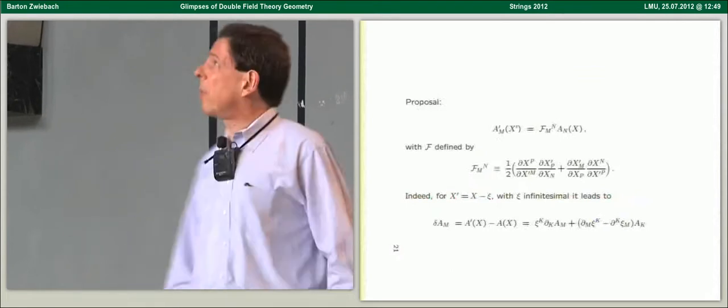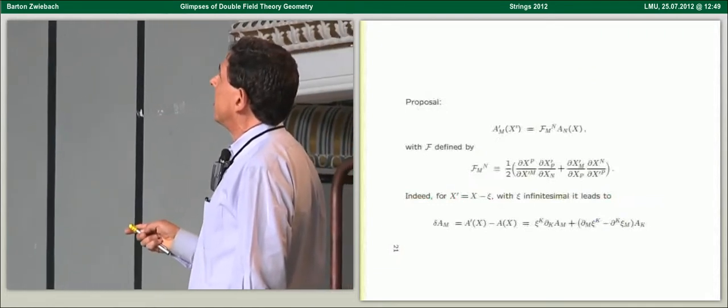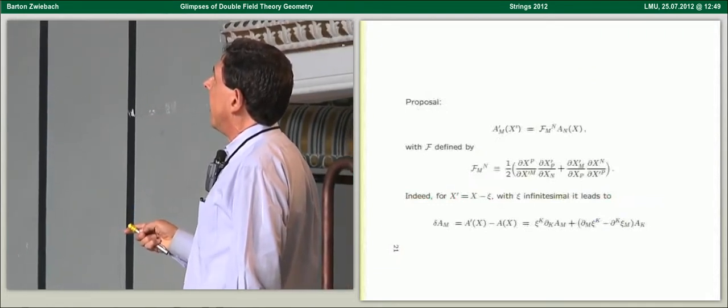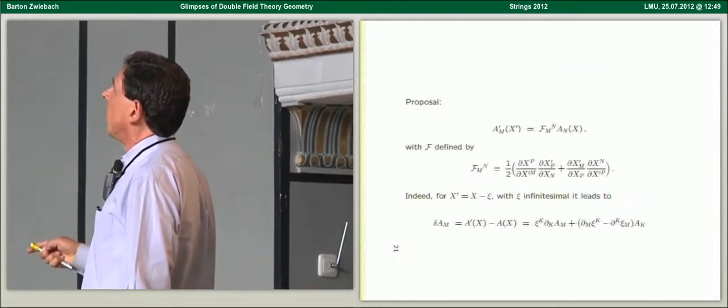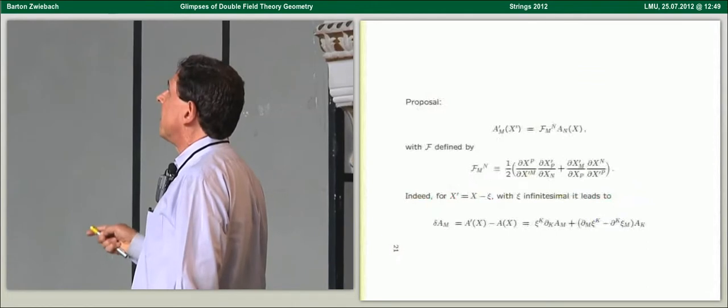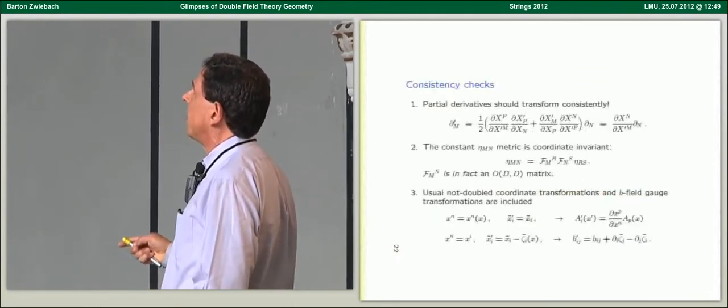It's simpler than we thought it could be. Here, the raising and lowering of indices is done with a constant matrix eta. Indeed, if you take a small diffeomorphism, you do find that this gives you the right answer. But that's not enough to find this form.